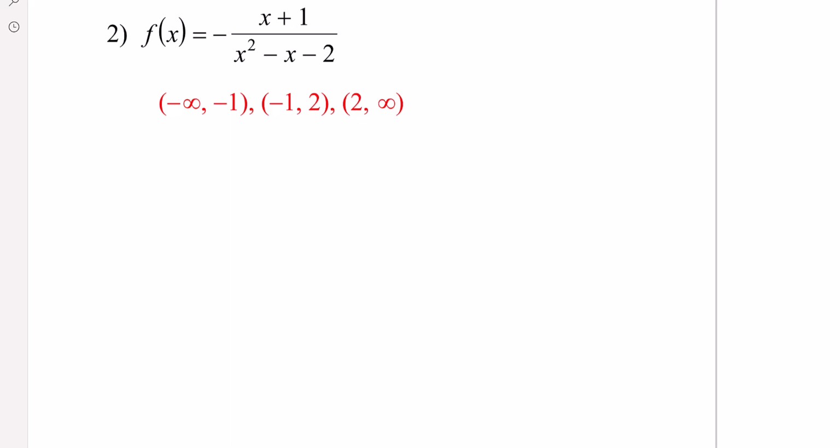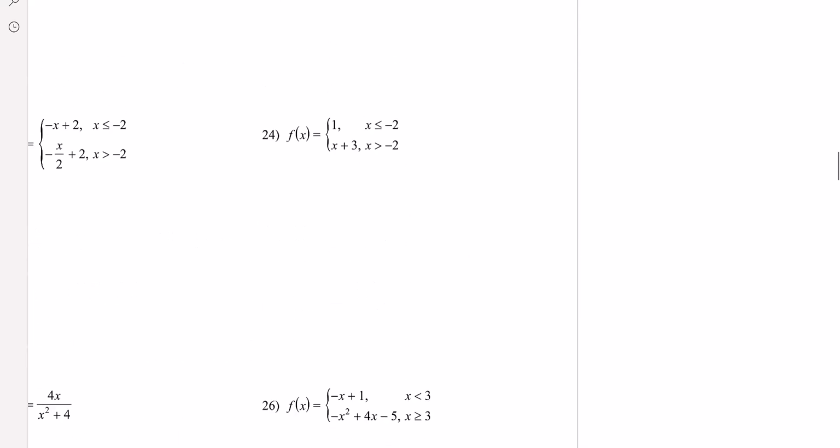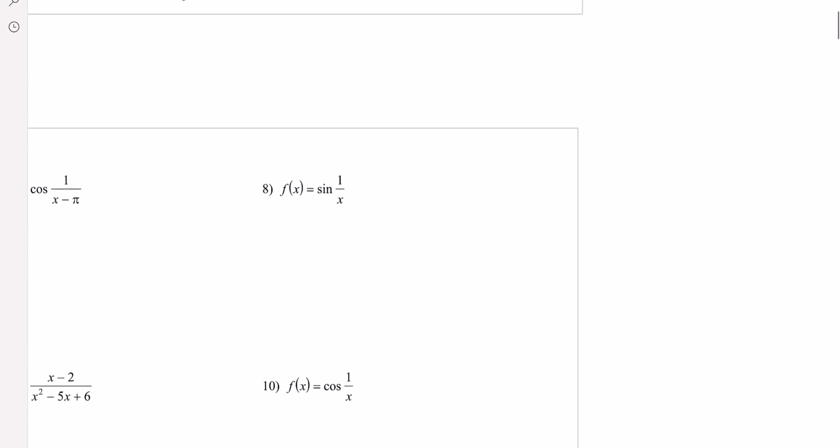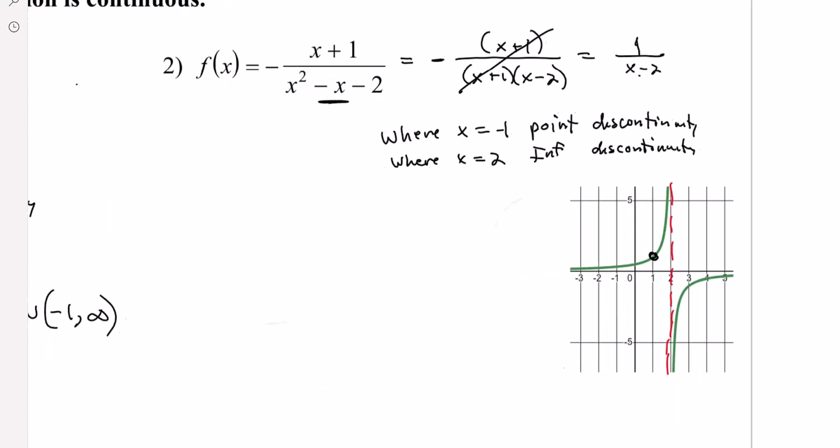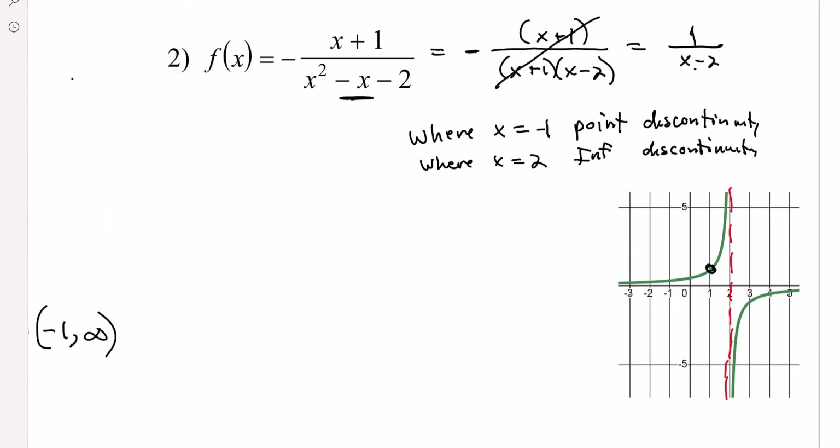Okay, so for this one right here, notice, remember when we had factored, the x minus 1 canceled? That's part of when we put the intervals on that one, you have to include that right there. So the intervals would be from -infinity up to -1, and then from -1 up to 2, and then from 2 to positive infinity. That is how you would do those.